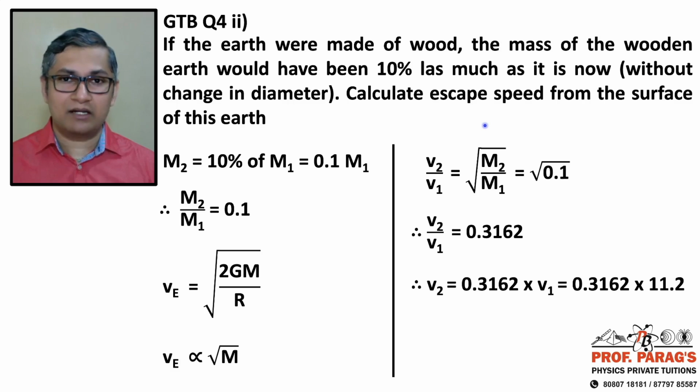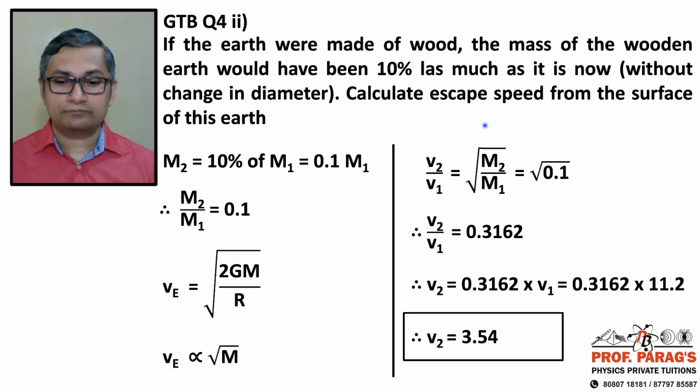So if I do the simple multiplication, again, you can use your logbook. Pause the video, do the log calculation again, and you are going to get 3.54. And since the unit for 11.2 was kilometers per second, it remains the same. 3.54 kilometers per second.